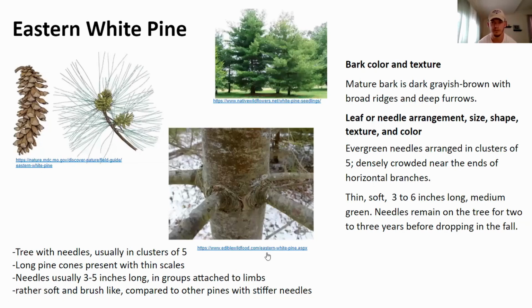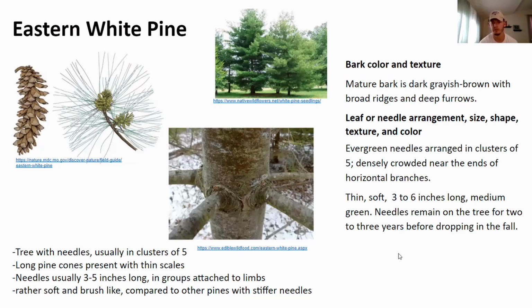And it's fairly simple here for the evergreens, but you can see by the bark color and texture, it's a mature bark. It is dark grayish brown with broad ridges and deep furrows. Furrows is one of the definitions that you guys should probably know. The leaf and needle arrangement, the size, shape, and texture and color.